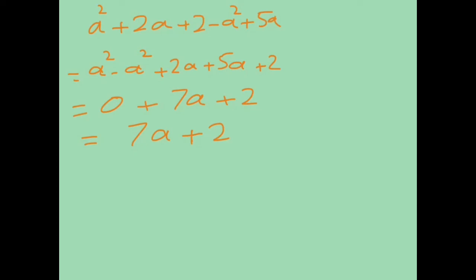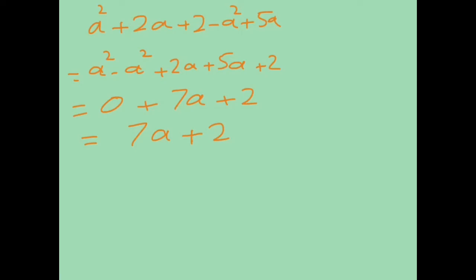Now consider another example: a square plus 2a plus 2 minus a square plus 5a. Here the same rule: first collect together all the like terms. So I collect a square and a square at one place. A square minus a square plus 2a plus 5a, because 2a and 5a are the same kind of term. Plus 2 is a separate thing, so it goes at the end.